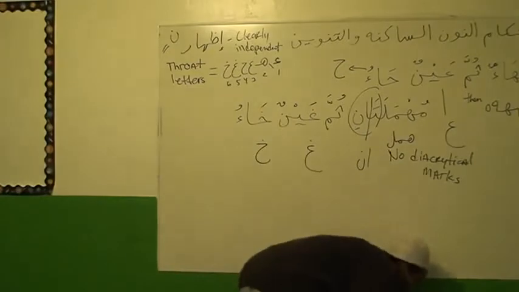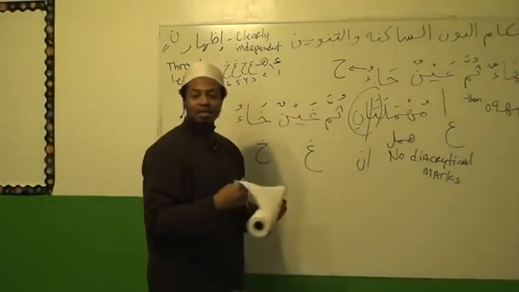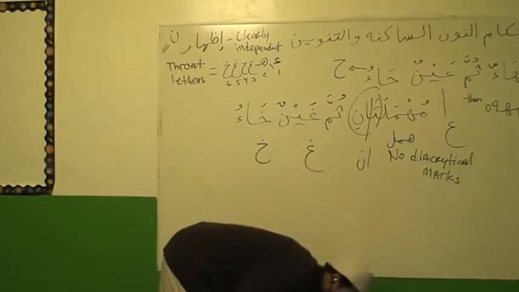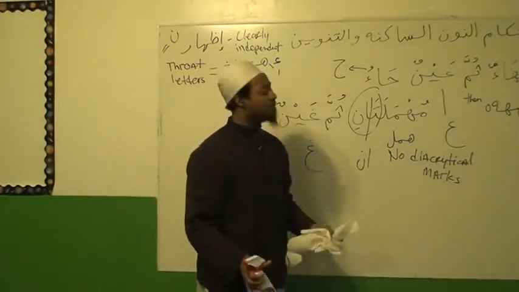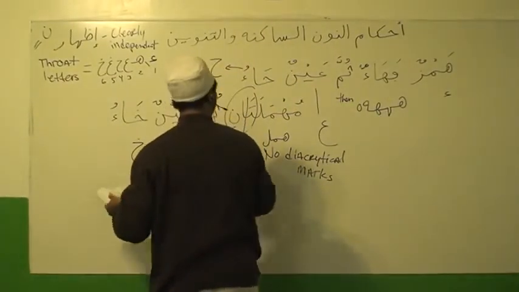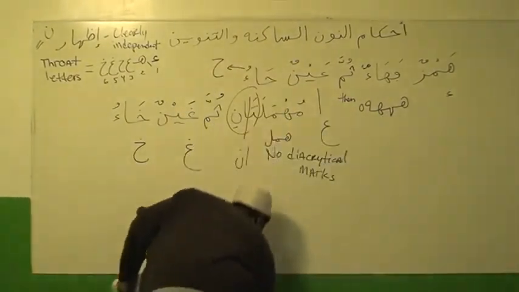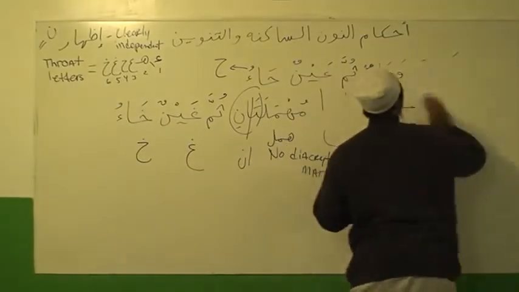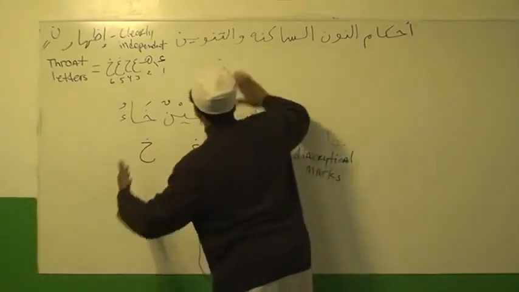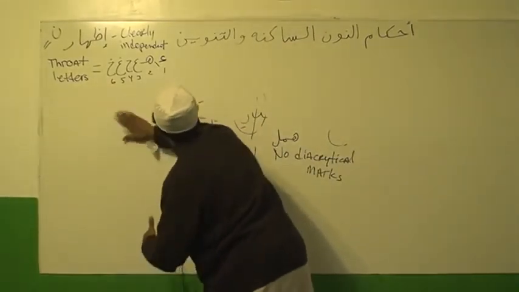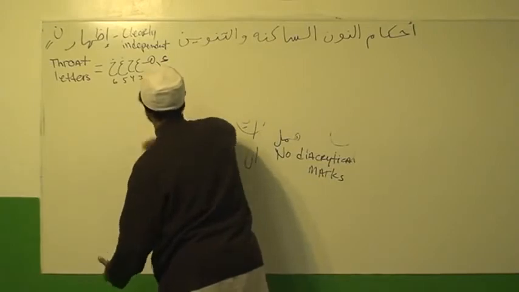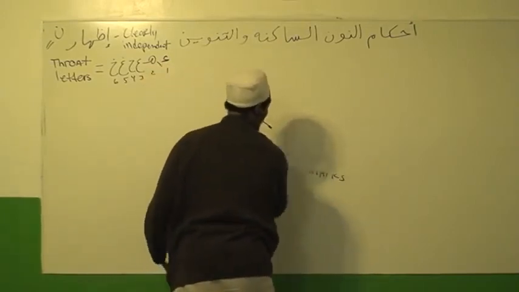Some examples of how the idhar and the nun sakina and the tanween will be played out in this format, in idhar. And that's what everybody wants, right? Everybody wants to know that. So the thing that we have to understand first and foremost at this point, after knowing that there are how many rules for noon sakin and tanween? There are four rules.